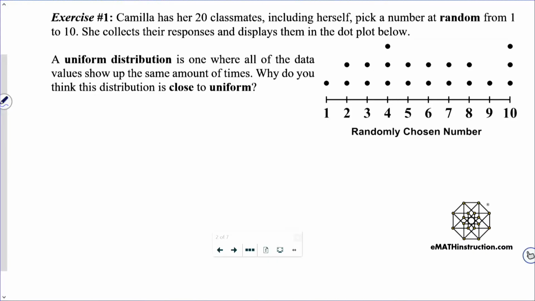Camilla has her 20 classmates, including herself, pick a number at random from 1 to 10. She collects their responses and displays them in the dot plot below. A uniform distribution is one where all the data values show up the same amount of times. Why do you think this distribution is close to uniform?